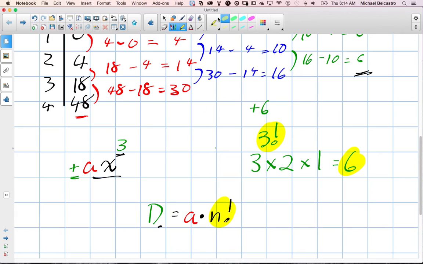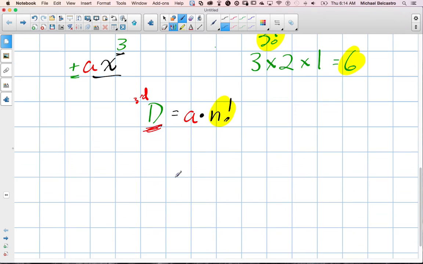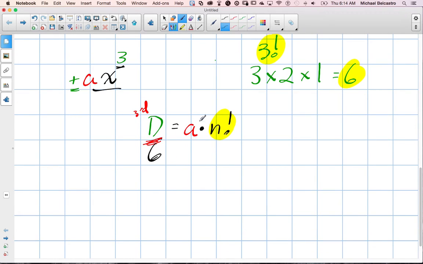And this d represents our first differences. Or actually, sorry, our third differences. Because our third differences are also the value of 6, our equation reads 6 is equal to a, which is unknown, times the n factorial, which is also 6. We have to isolate a, so when we bring 6 over, we divide by 6. Our a value is going to be 1. So what that means is the leading coefficient is positive 1.